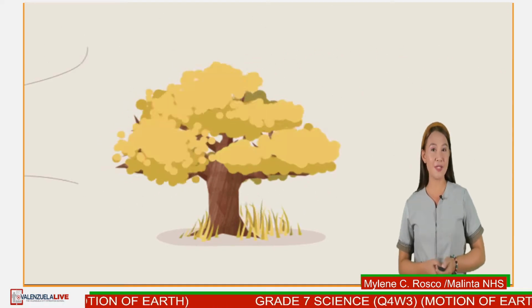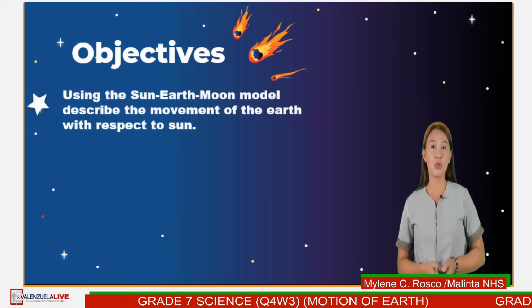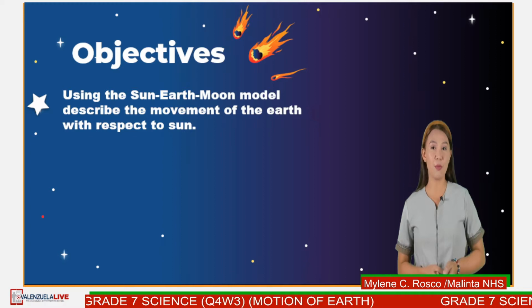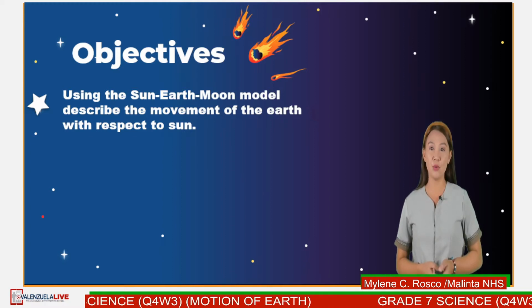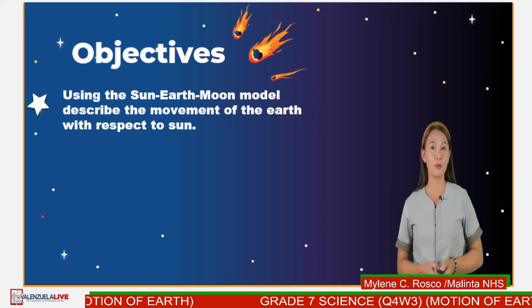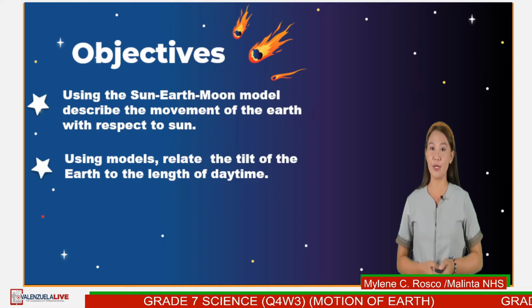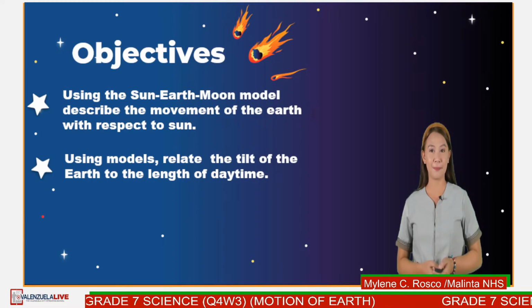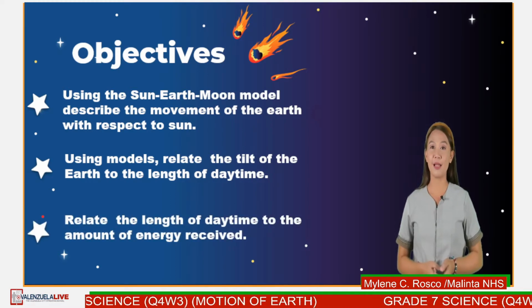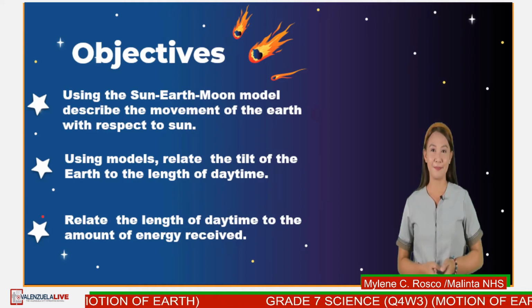Today's objectives are the following. Number 1, using the Sun-Earth-Moon model, describe the movement of the Earth with respect to Sun. Number 2, using models, relate the tilt of the Earth to the length of daytime. And last, relate the length of daytime to the amount of energy received.